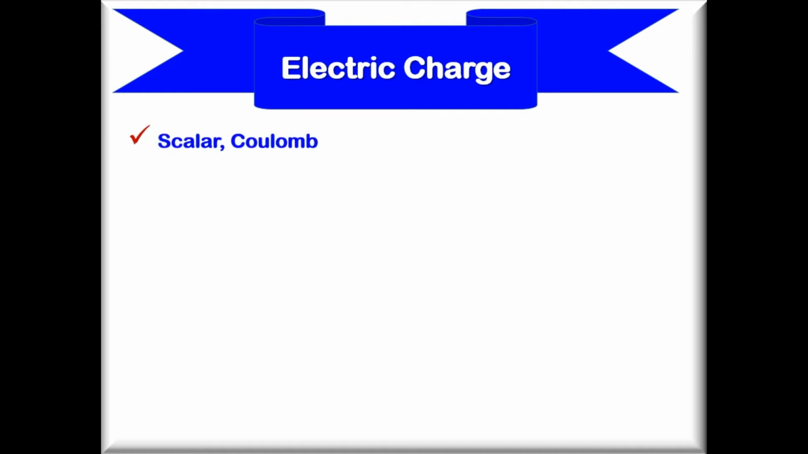Suppose the charge, whatever the charge we will talk about in this electrostatics. It is scalar in nature, meaning only magnitude will be considered, no direction. And the unit of this charge will be Coulomb. And coming to types of charges, you have two types of charges. One is positive charge and another one is negative charge.